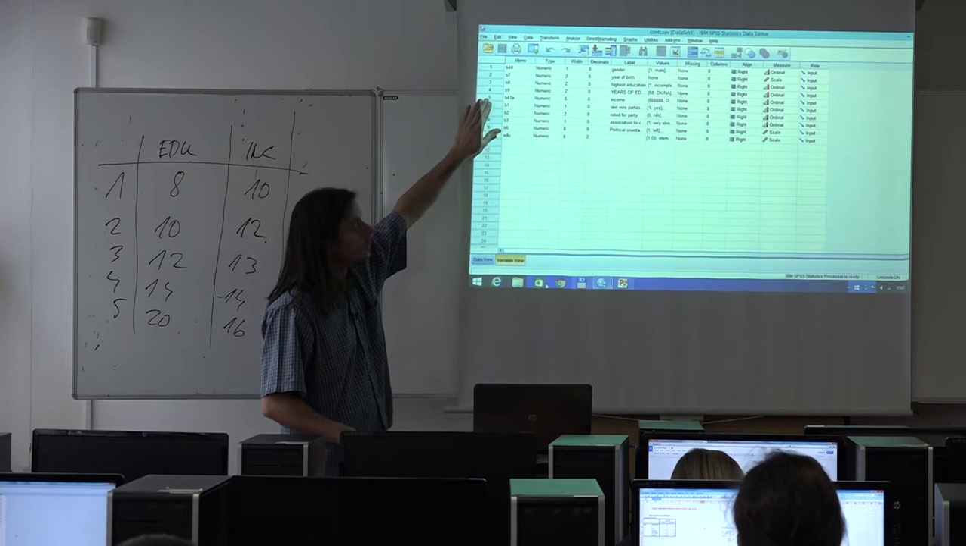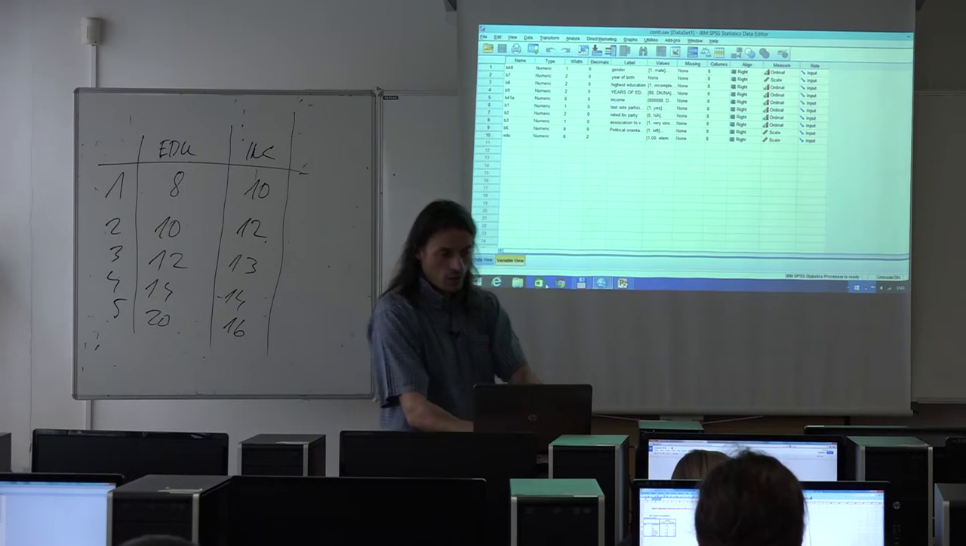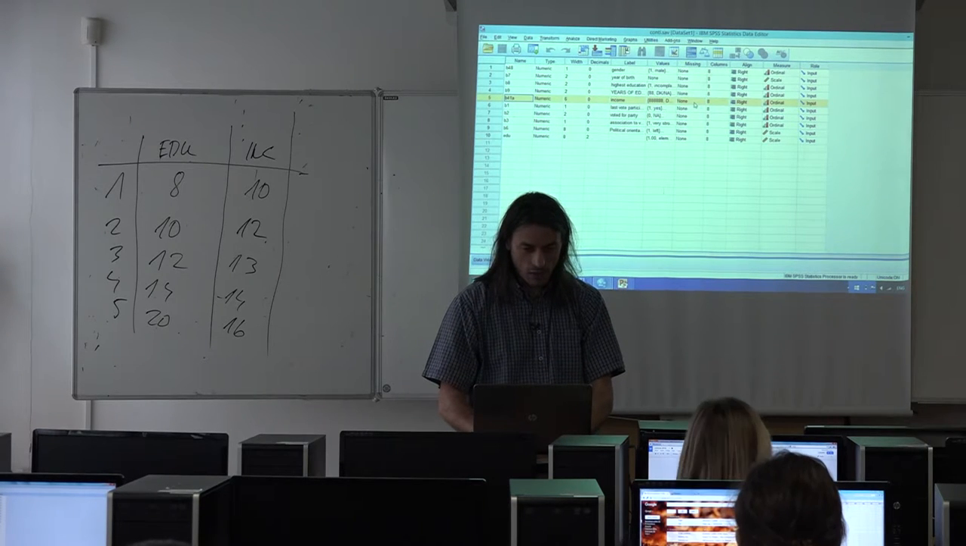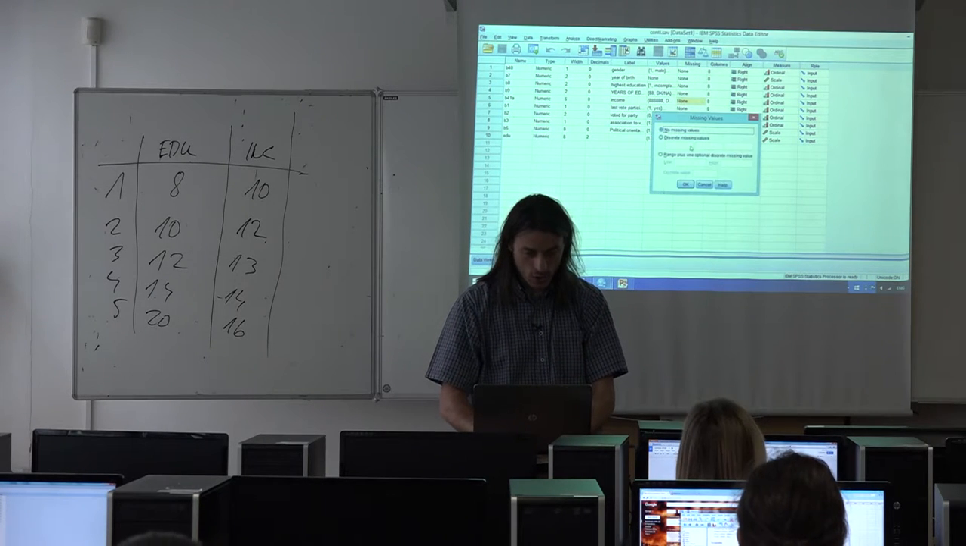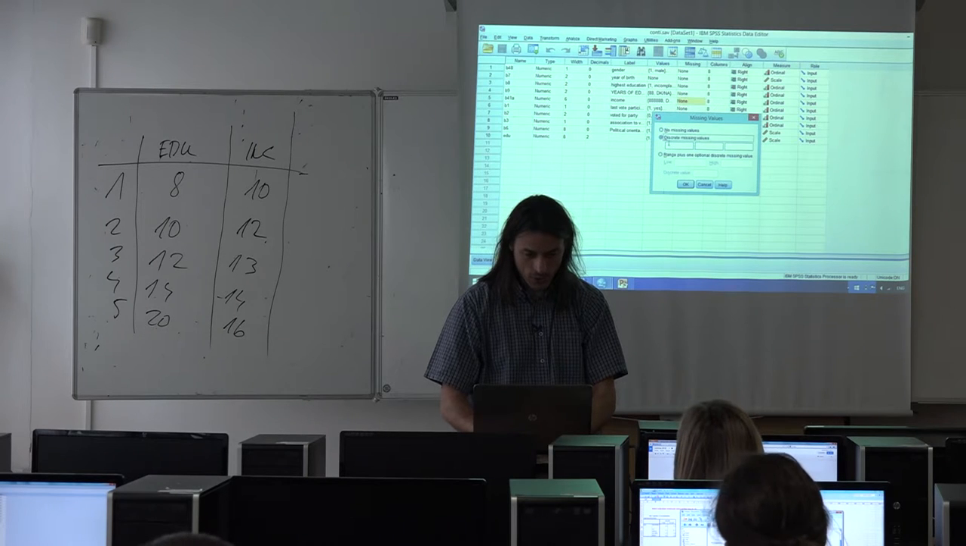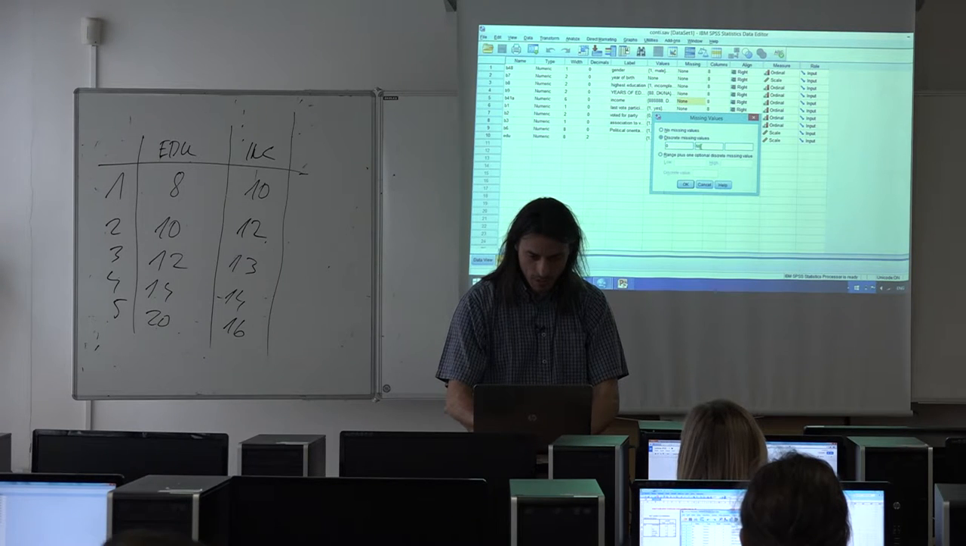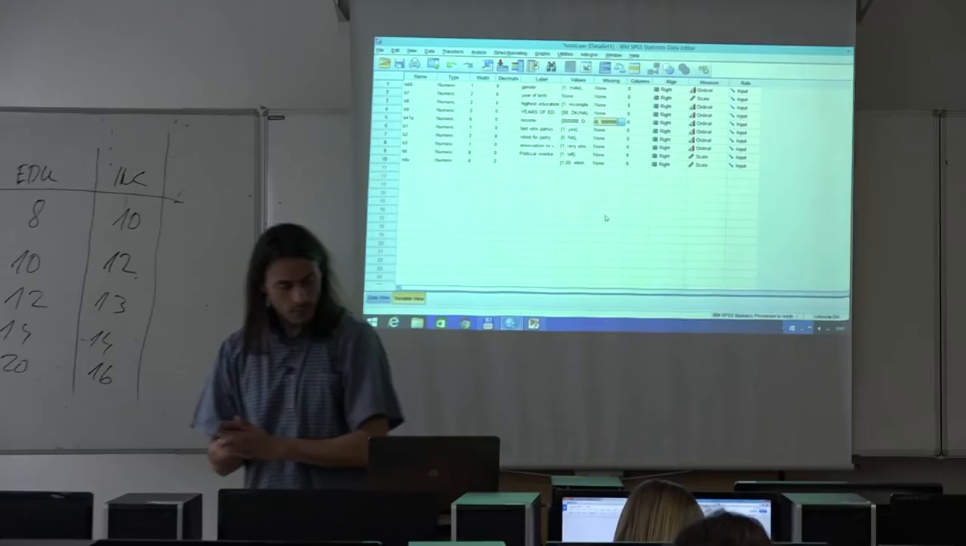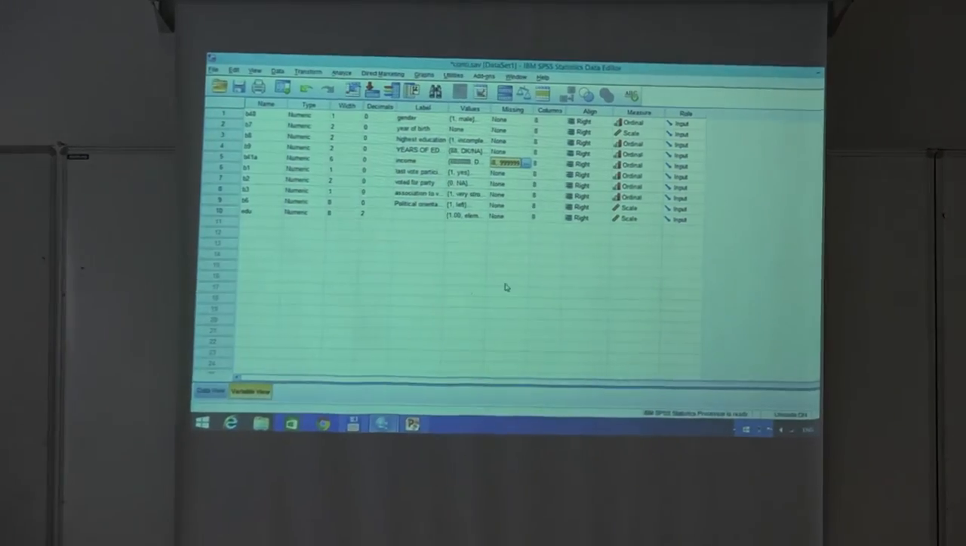So once again, the fifth row, which is for income variable B41A, we have to exclude values which are zero, and six times eight, and six times nine. So that's it. The variable for income is prepared for us.